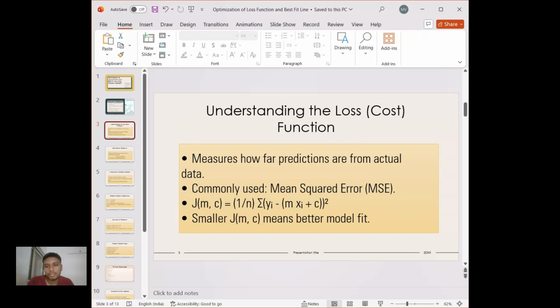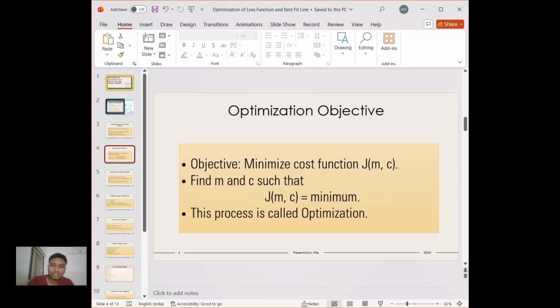The main objective of regression is to find the values of m and c that minimize the loss function J(m, c). In simple terms, we want to find that one line that makes the total error as small as possible. This process of finding the minimum value of the cost function is called optimization. But how do we find the minimum? That's where gradient descent comes in.